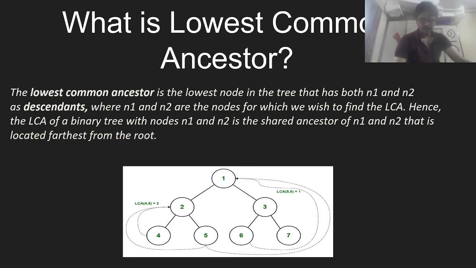Okay, so I'll tell something. Suppose you want to find the LCA of, let's say, node 4 and 5, right? What you do is you find the path from root till 4. Can you do this using DFS? Can you find the path from root to a node using DFS? Yes or no?